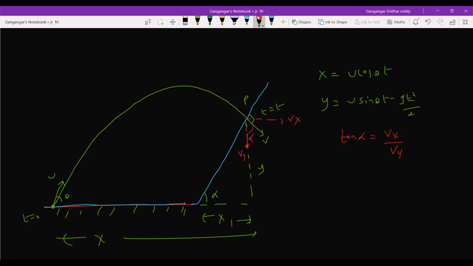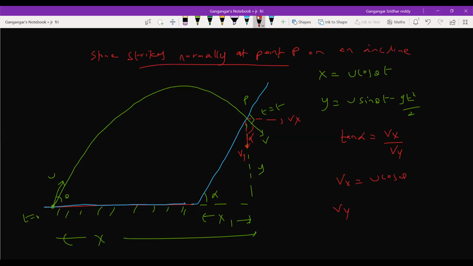From tan alpha, I'll get expressions for vx and vy. What is vx? Vx we know, u cos theta. See, I'm telling you this one, so don't expect that an inclined projectile problem will always be like this. The point of projection can be somewhere on the ground also. If I put a condition that the stone strikes normally at point P on an incline, this is a condition.